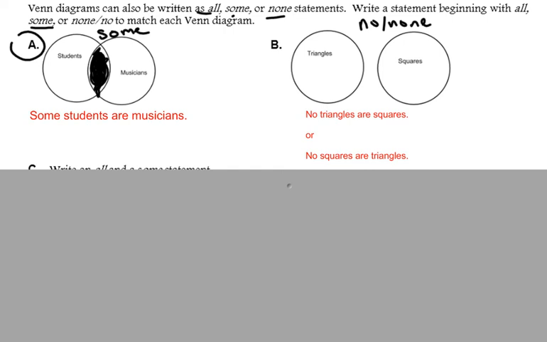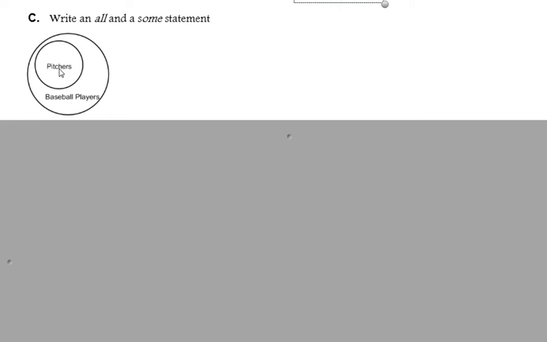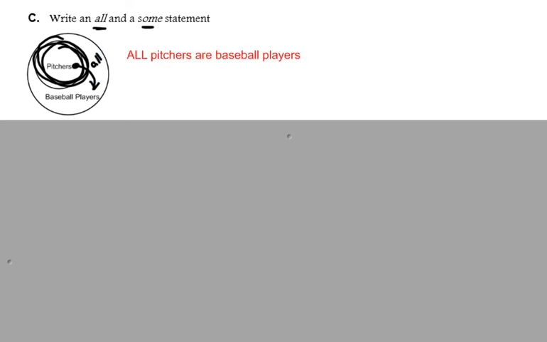And then we have Venn diagrams where you have one circle completely surrounded by another circle. Those can be represented as an all or a some statement. So if I were to read this Venn diagram from the inside out, I would say all pitchers are baseball players. So if you are a pitcher, then you are a baseball player.